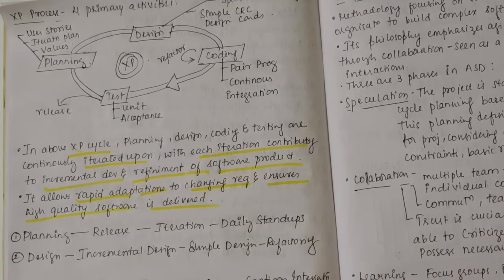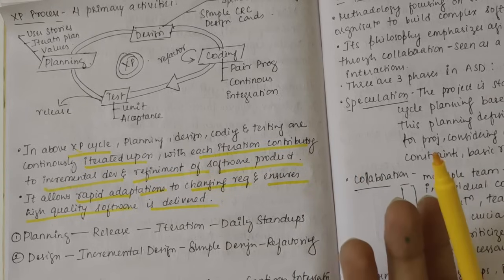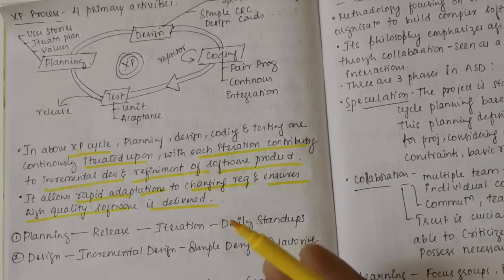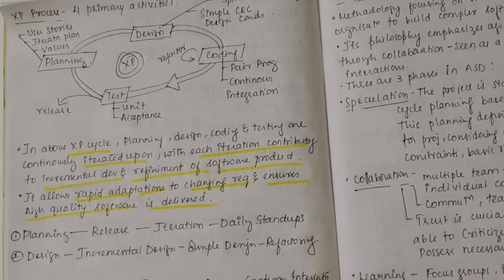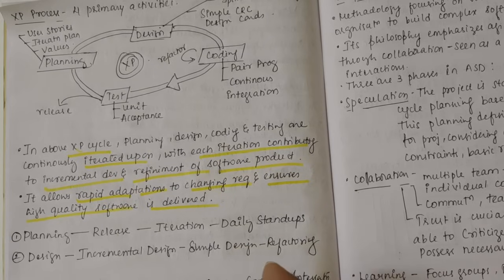Then we have daily stand-ups. Daily stand-ups happen for 5-10 minutes where the team discusses the daily progress, what activities they did, what obstacles they faced, and how they overcame them. So that was about planning.